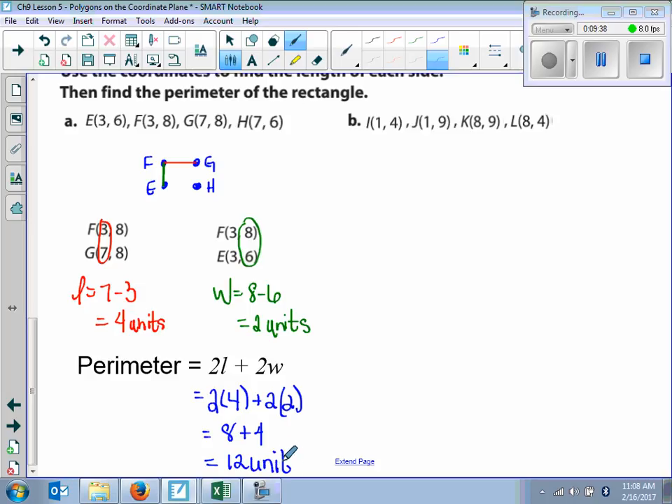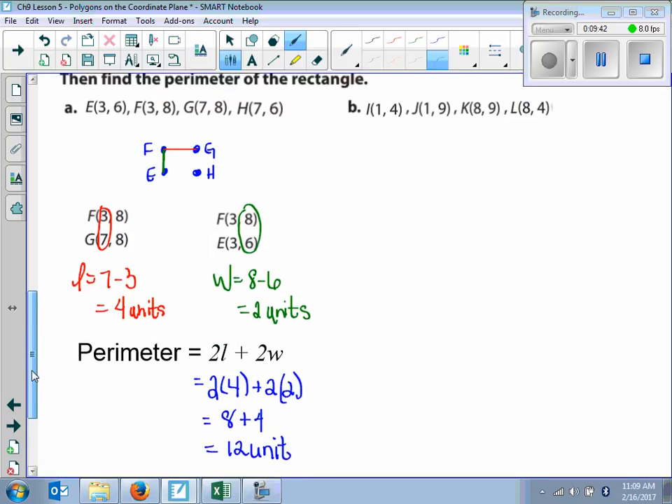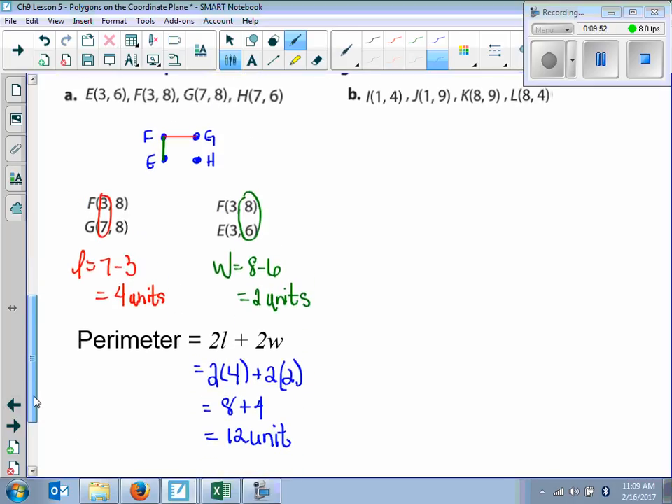Is it just units or units squared or units cubed or what? It's the distance around the figure, so it's just units. And that's all there is to it.